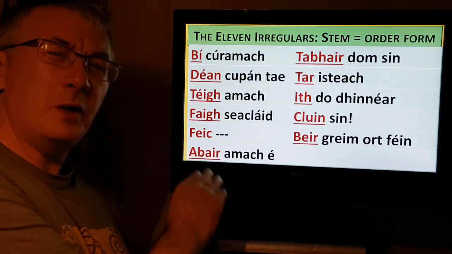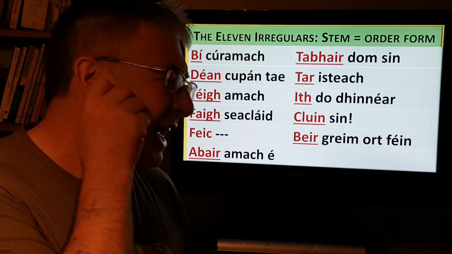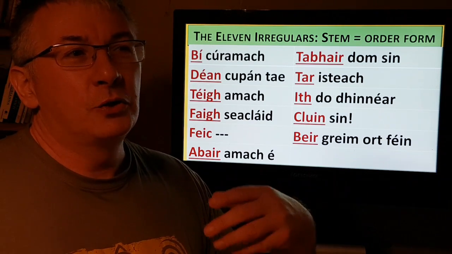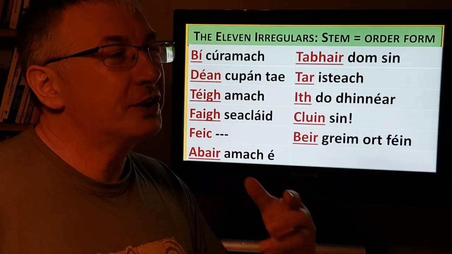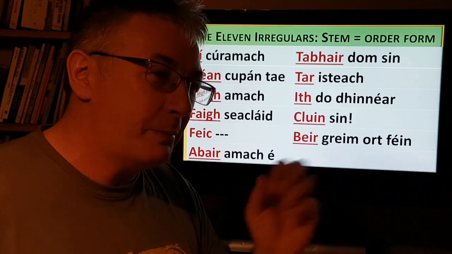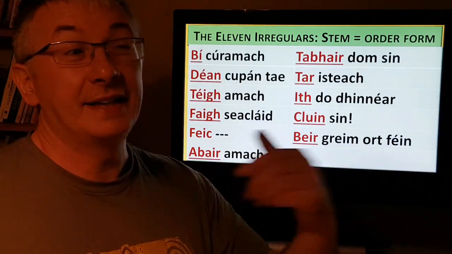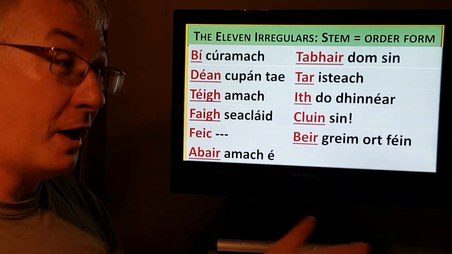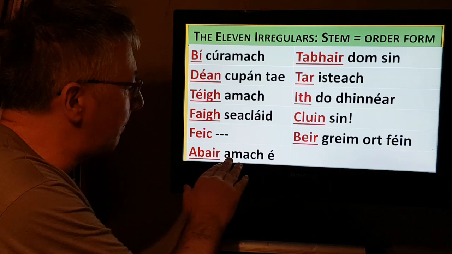So the next one, feck, which was see, you really can't use that for order form, because I suppose there's a different word to tell people to see things anyway. So basically that's just whenever you accidentally see stuff, you know, I saw this and I saw him. It's not as if you're telling people to do it. So just leave feck out of the order form.